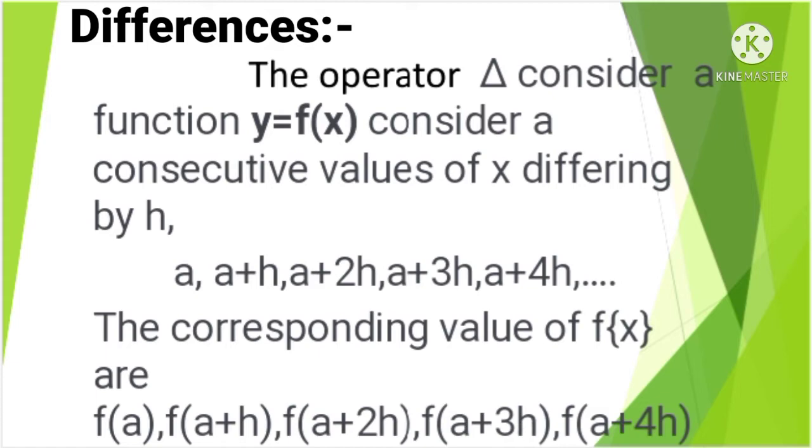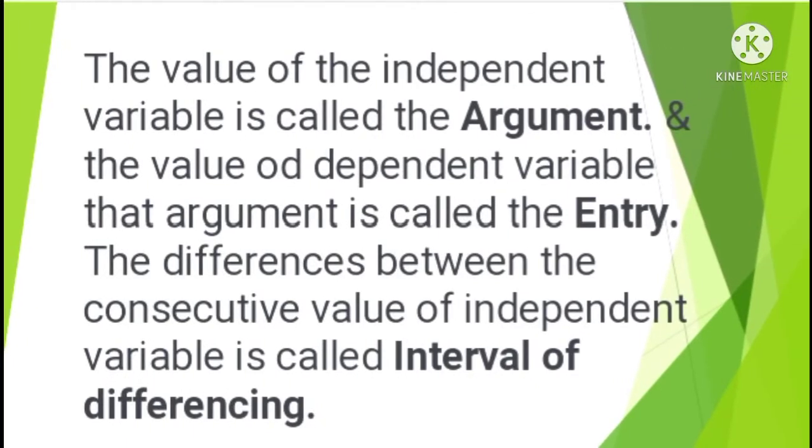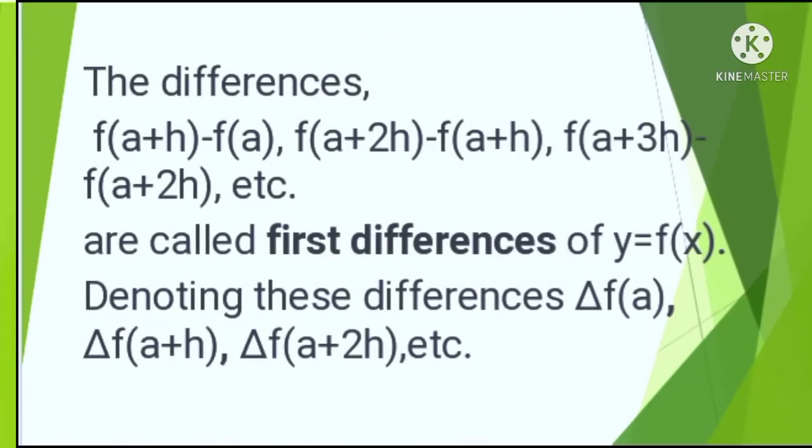The value of the independent variable is called the argument, and the value of the dependent variable corresponding to that argument is called the entry. The difference between the consecutive values of the independent variable is called the interval of differencing. Argument, entry and interval of differencing are discussed. Then the next is first differences.